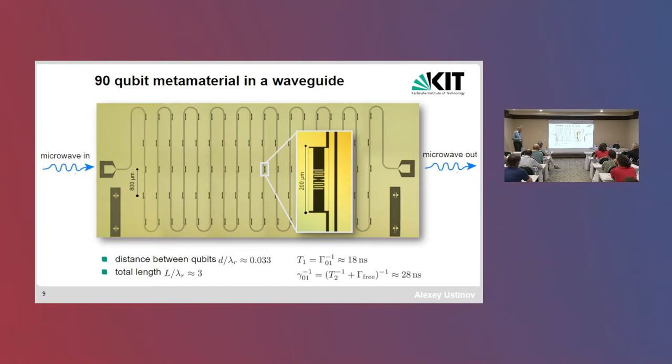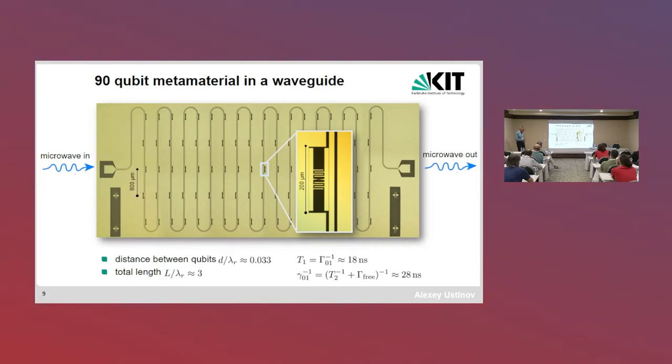So the first thing we tried was actually making a chip with 90 qubits coupled to a transmission line. And then we just looked at the propagating microwave signals through the line. The qubits were separated by a distance in units of wavelengths which was quite small, smaller than the wavelength. And the lifetime of qubits was limited by the decay in the transmission line. So it's not limited by internal coherence.